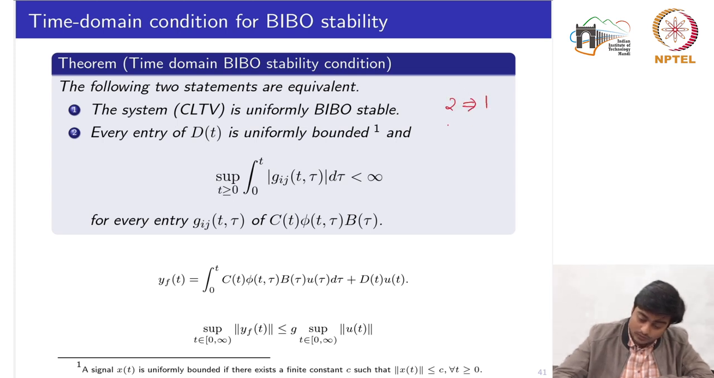Now to prove 1 implies 2, let's recall that the forced response is given by this one, and this was the definition of the BIBO stability, right? So what we need to prove is that if the system is uniformly BIBO stable, then every entry of d of t is uniformly bounded, and this condition is also satisfied for every entry Gij t comma tau. Okay.